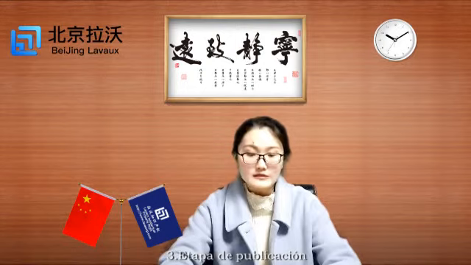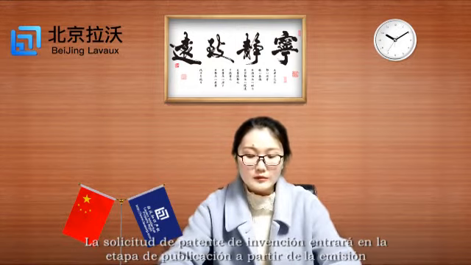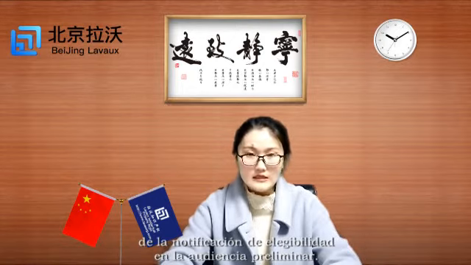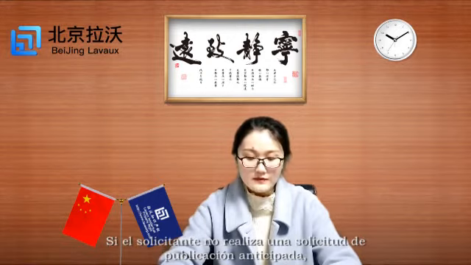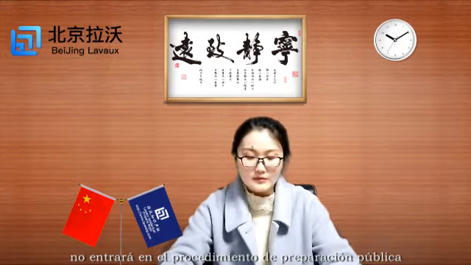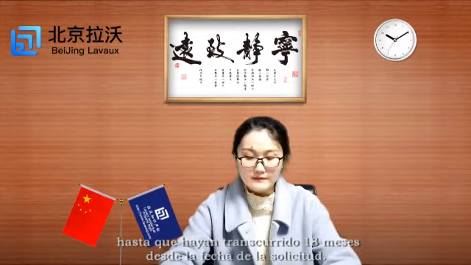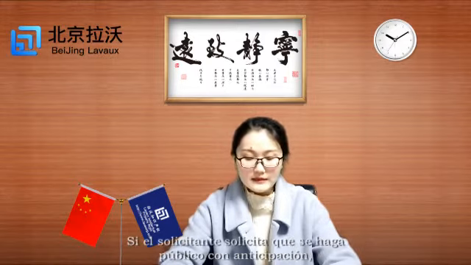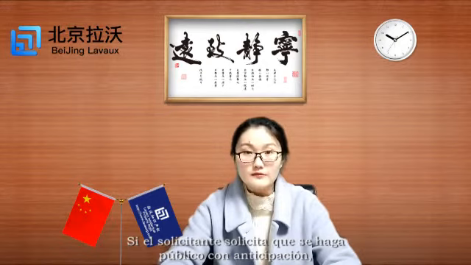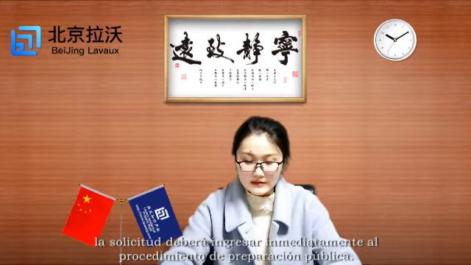Third, publication stage. The invention patent application will enter the publication stage from the issuance of the notice of eligibility in the preliminary examination. If the applicant fails to make a request for early publication, it will not enter the publication preparation procedure until the expiration of 18 months from the date of the application. If the applicant requests publication in advance, the application shall immediately enter the publication preparation process.